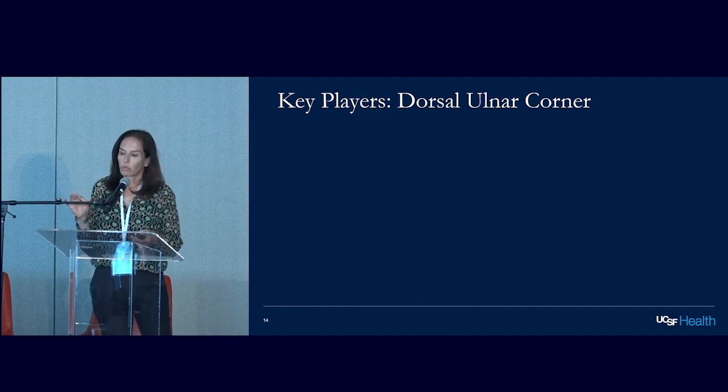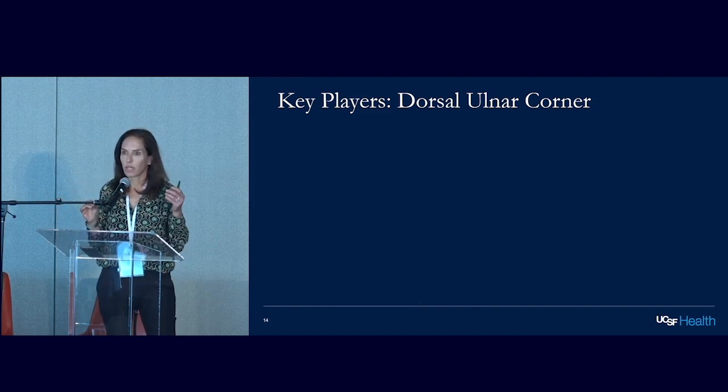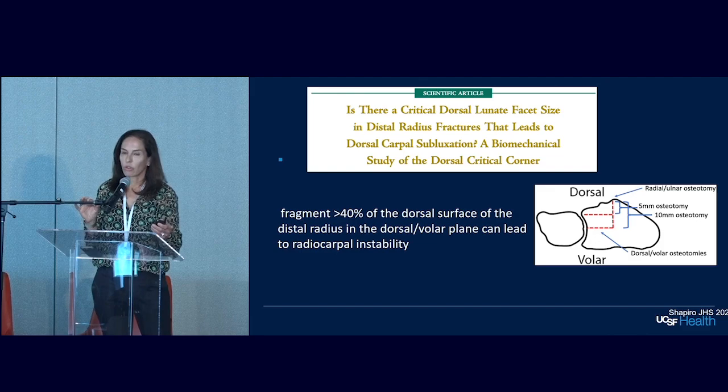So if we move on to that dorsal ulnar corner, this is the second part that is really critical. There haven't been as many great studies out there on specific size, except for one that was just published this year by our colleague, Dr. Shapiro. They did osteotomies in a cadaver study, making sequential size osteotomies in that dorsal lunate facet, and showed that if it was more than 40% of the entire dorsal articular surface of the distal radius, then you could have radiocarpal instability.